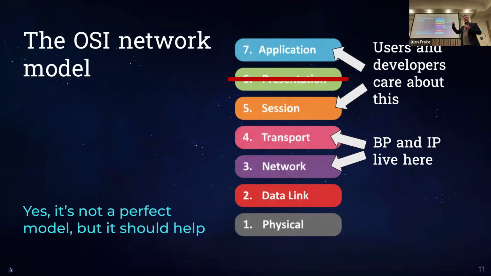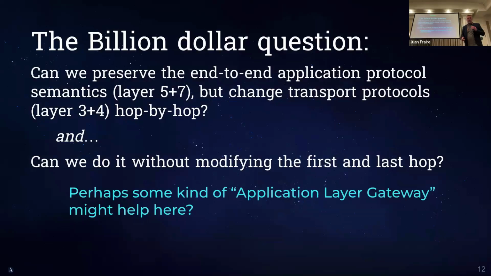And all those engineers who write those applications that people actually care about and use, you care about layers 5 and 7. So the billion-dollar question, and I use the word billion advisedly if we're looking 20, 30 years ahead: can we preserve the end-to-end application protocol semantics as defined at layers 5 and 7, but change the transport protocols, layers 3 and 4, hop by hop?